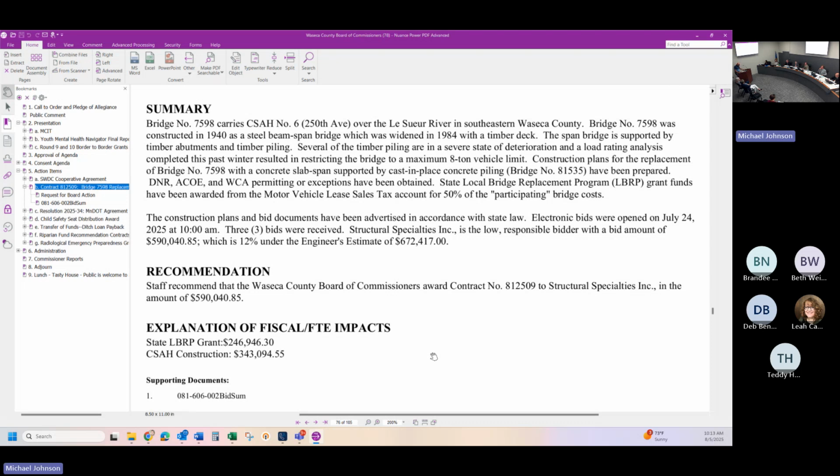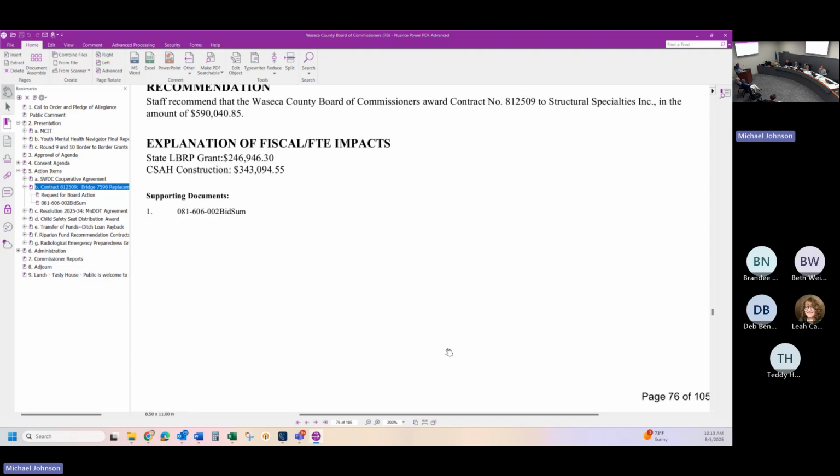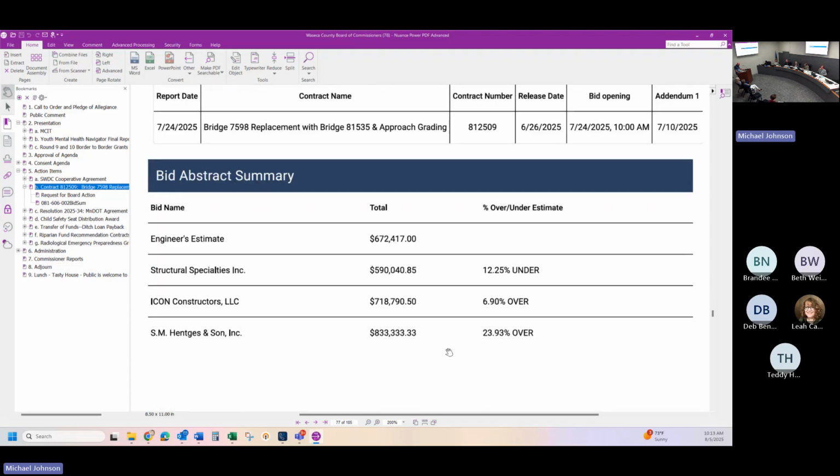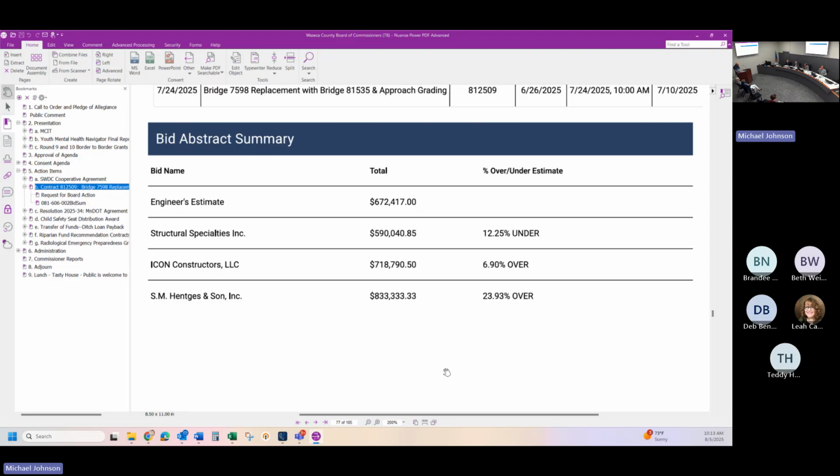We went through all the permitting process with DNR, Corps of Engineers, Waseca. That's been obtained. Local bridge replacement program grant funds from the state have been awarded for 50% of the bridge costs. We advertised in accordance with law and opened bids on July 24th. We received 3 bids. Structural Specialties Incorporated is the low responsible bidder with a bid amount of $590,040.85, 12% under our engineer's estimate. We recommend award of contract 812509 to Structural Specialties.